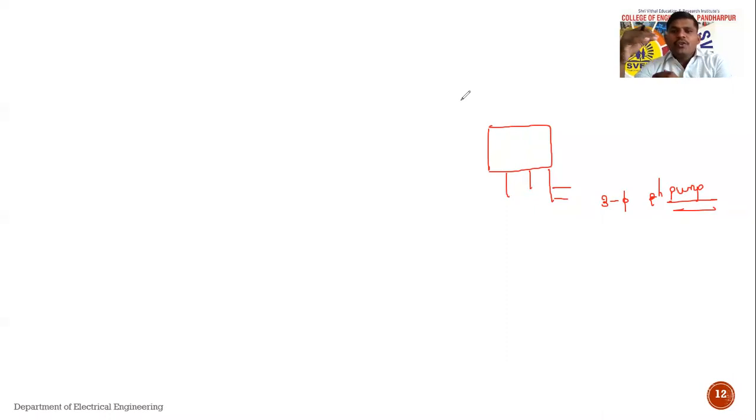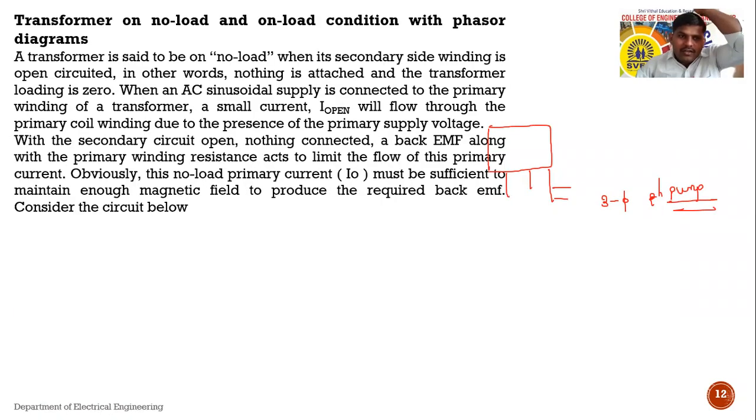So it should be known to the designer, so that they are able to design a very efficient or very good transformer. From the designer's point of view, it should be known how the transformer behaves at the no load condition and at the full load condition. So today's point is the transformer on no load condition and transformer on load condition, with their phasor diagram, right?